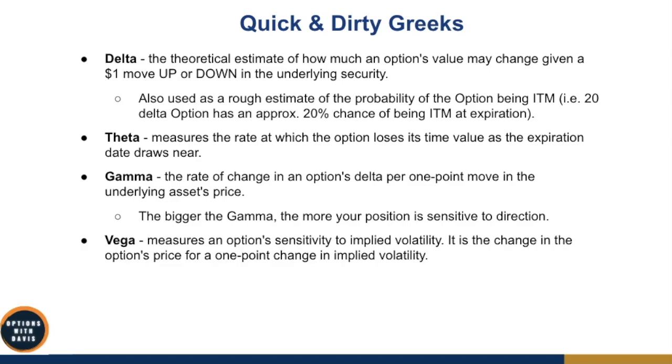And finally, we have Vega. So Vega measures an option's sensitivity to implied volatility. It is a change in the option's price for a 1 point change in implied volatility. So basically, when you are long an option, then you are pretty much long Vega, which means you're long volatility. You want the volatility to increase. This way, it will increase the price of your options, where you can sell it off for a higher price than when you first bought it.